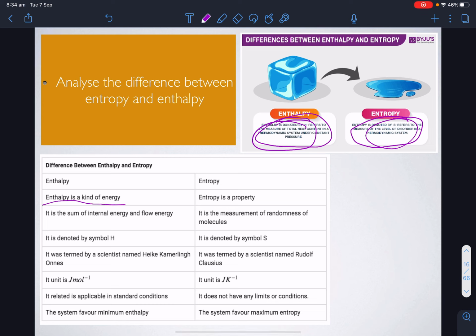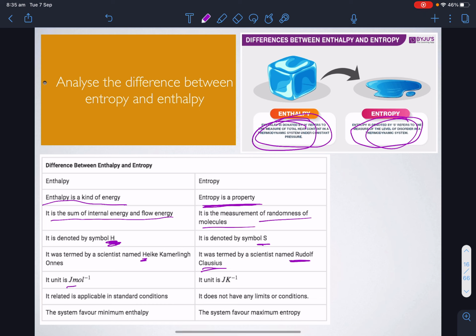So enthalpy is a kind of energy. Entropy is a property of energy. Enthalpy is a sum of internal energy, okay? Entropy is a measure of randomness in the molecules and energy. So enthalpy is denoted by H, entropy is denoted by S. I didn't know this: enthalpy was termed by a scientist named Heike Kamerlingh Onnes. Maybe that's where the H comes from. Entropy was termed by Rudolf Clausius. I've heard of him before. Don't know why they chose S.